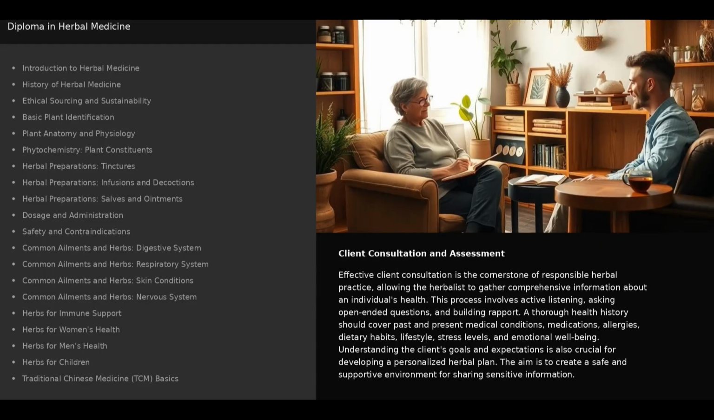Client consultation and assessment. Effective client consultation is the cornerstone of responsible herbal practice, allowing the herbalist to gather comprehensive information about an individual's health. This process involves active listening, asking open-ended questions, and building rapport. A thorough health history should cover past and present medical conditions, medications, allergies, dietary habits, lifestyle, stress levels, and emotional well-being. Understanding the client's goals and expectations is also crucial for developing a personalized herbal plan. The aim is to create a safe and supportive environment for sharing sensitive information.